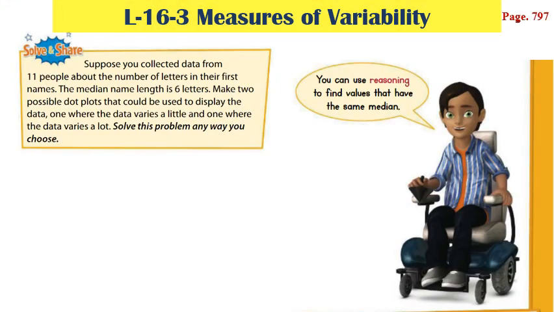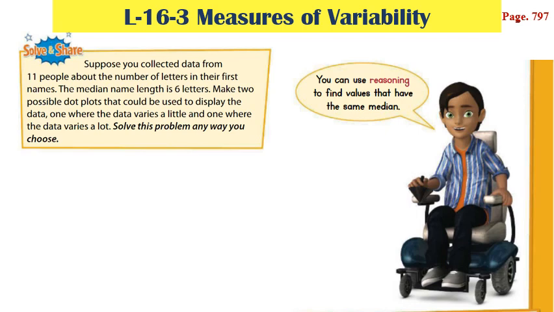Now, we have a question here, for which you should find the answer, and share your answer with me. Our question is: suppose you collected data from 11 people about the number of letters in their first names. The median name length is 6 letters. Make 2 possible dot plots that could be used to display the data, one where the data varies a little and one where the data varies a lot. Solve this problem any way you can. You can use reasoning to find values that have the same median.